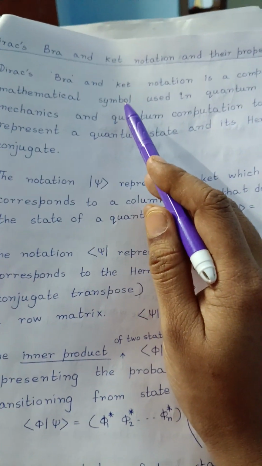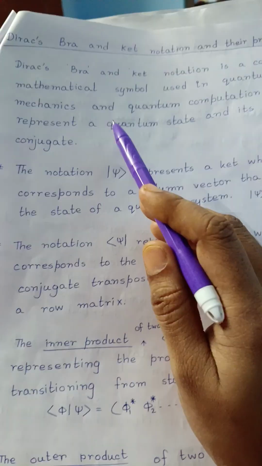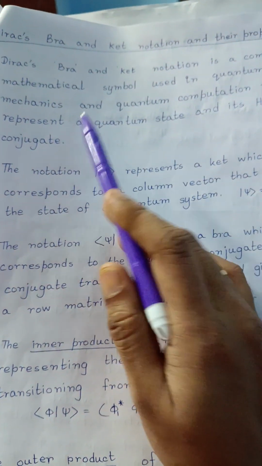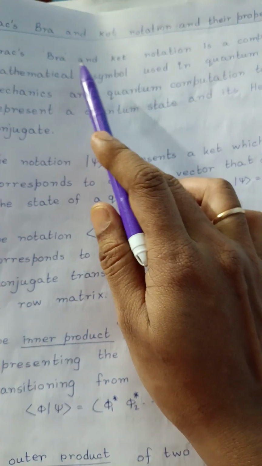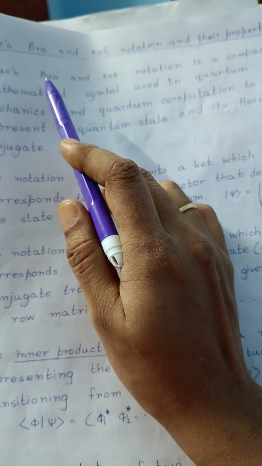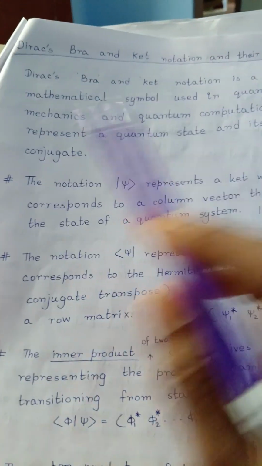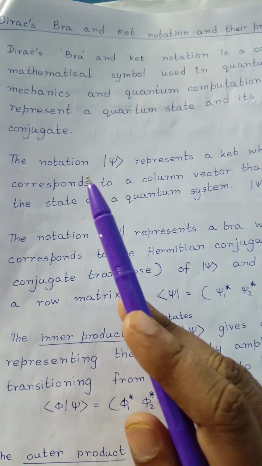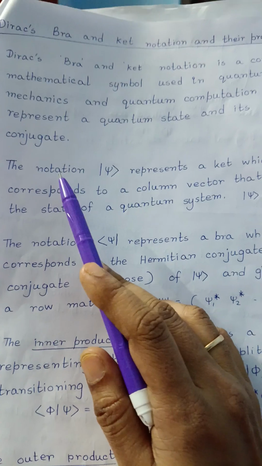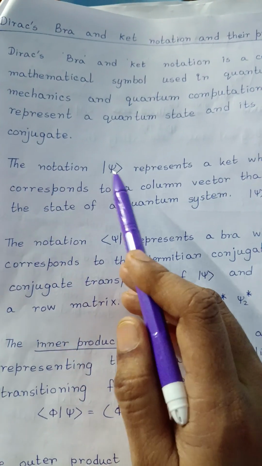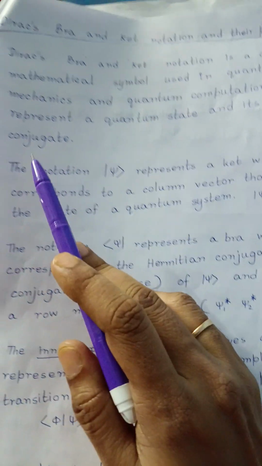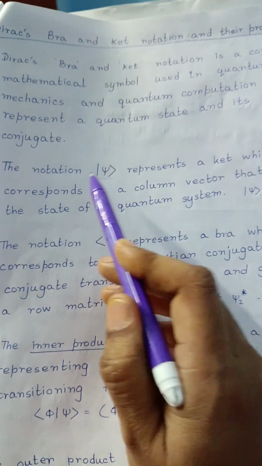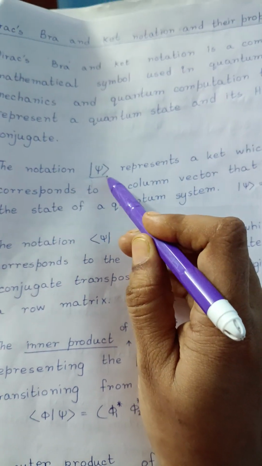This corresponds to mathematical symbols which are used in quantum mechanics and quantum computation. They are basically used to represent a quantum state. This Ket notation represents a quantum state, and this Bra notation represents the Hermitian conjugate of the quantum state. So, you all know that in quantum mechanics, the basic variable we use is the wave function psi. So, now in quantum computation, the notation Ket psi, you will read this symbol as Ket psi, psi Ket or Ket psi.